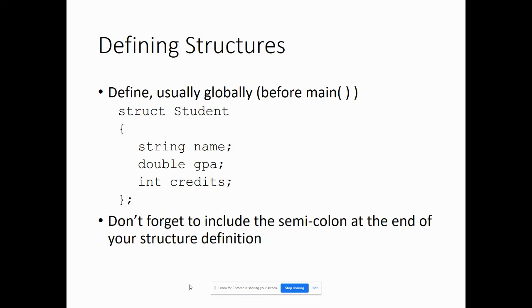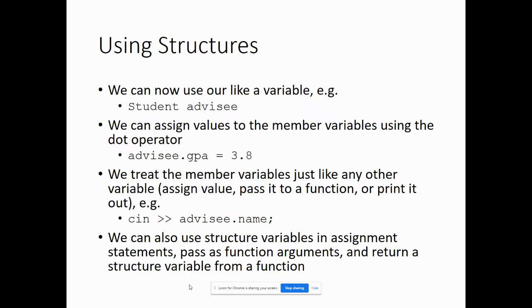And whenever we define a struct in C++, we need a semicolon at the end. So we can now use our struct just like a variable type. So I can say student and give that student a name of advisee that I can refer to it by, and then I use the dot operator to get access to the individual components. We treat the member variables just like any other variable. We can assign it a value, get input, pass it to a function, print it out. So for example, I could get the advisee name using cin and the extraction operator. We can also use them in assignment statements, pass them as function arguments, and return them as a result of a function.